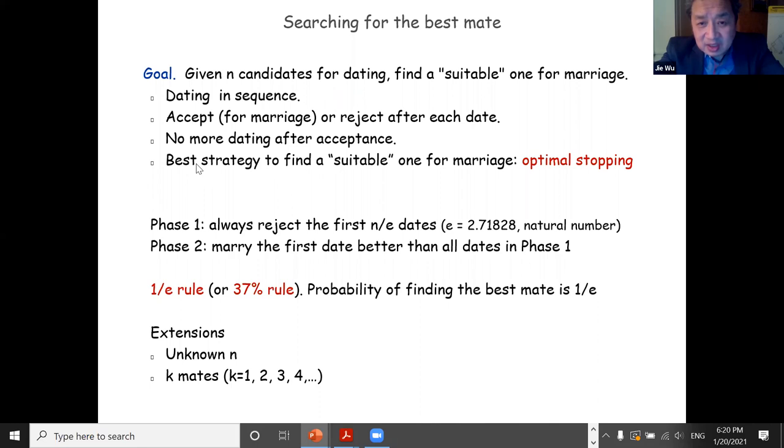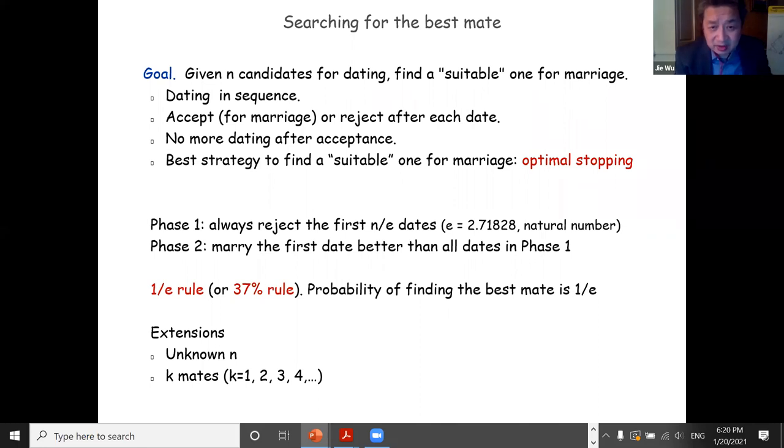Then what's the best strategy to find a suitable partner for marriage? Obviously, we cannot guarantee you always find the best one, but on average, this is the best strategy. So it's very important, right? This is called the optimal stopping problem. It means that you examine something, and you want to find out where you should stop. So it turned out a very interesting result. We're not going to go through this. I think maybe in an earlier class we covered that. So the best strategy is you divide into two stages, called phase one and phase two. Phase one, you're not really serious. You just gain experience.